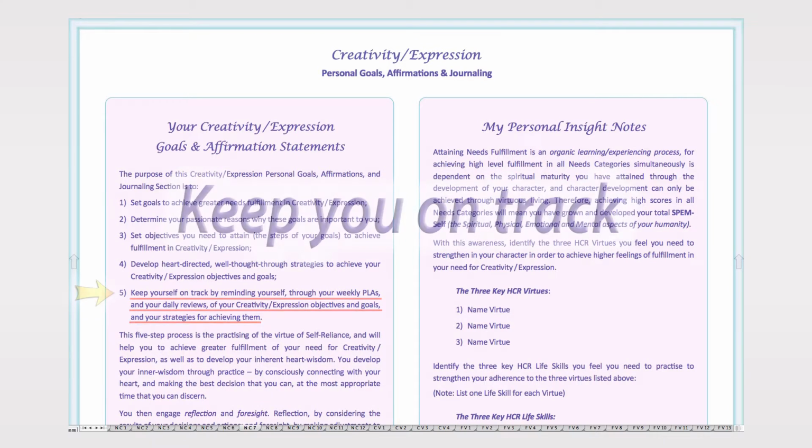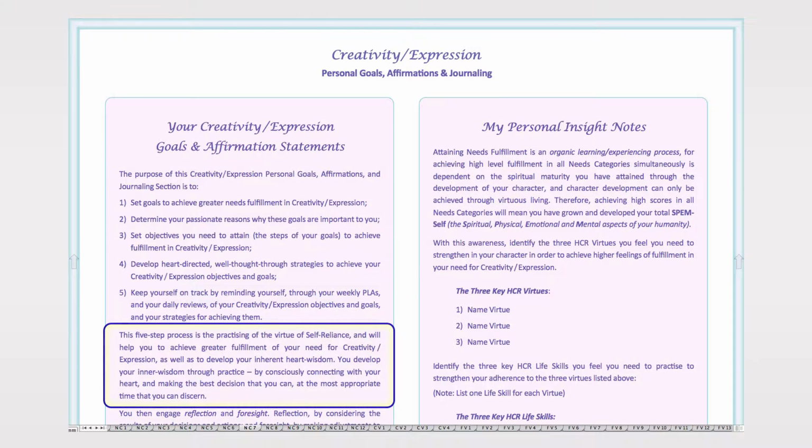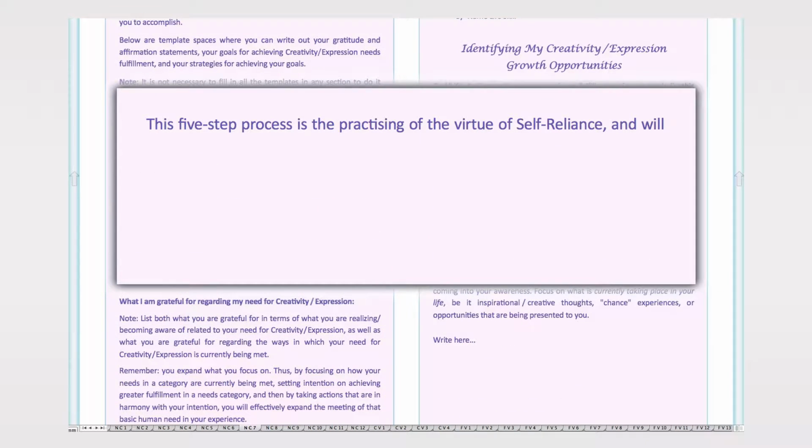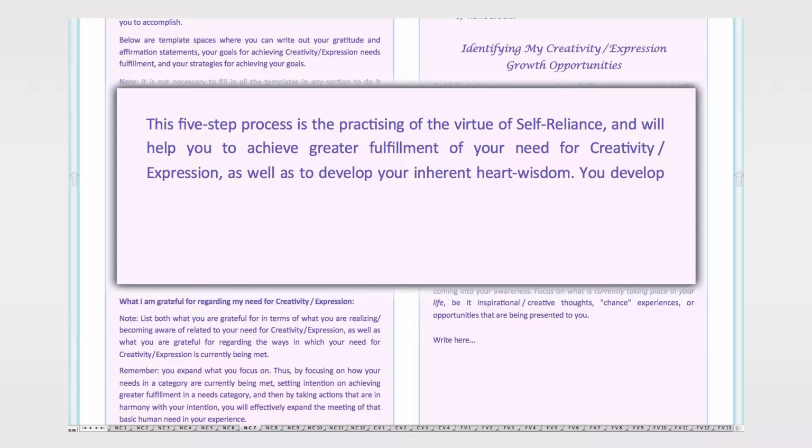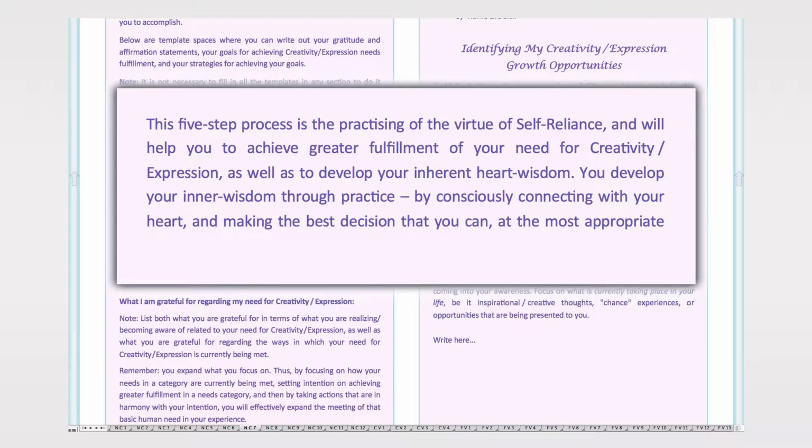In this paragraph, I explain, this 5-step process is the practicing of the virtue of self-reliance and will help you to achieve greater fulfillment of your need for creativity expression, as well as to develop your inherent heart wisdom. You develop your inner wisdom through practice by consciously connecting with your heart and making the best decision that you can at the most appropriate time that you can discern.